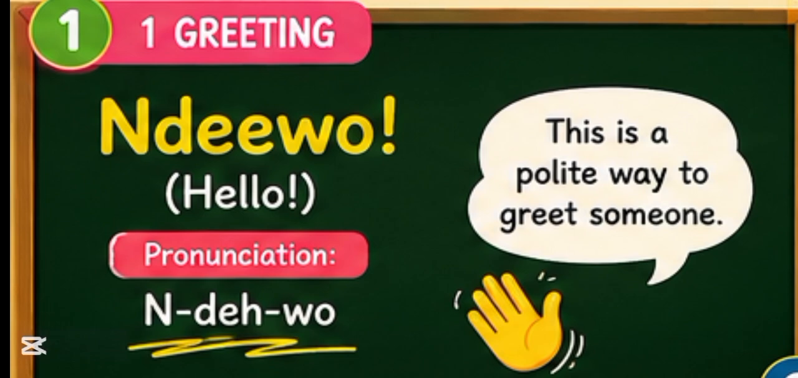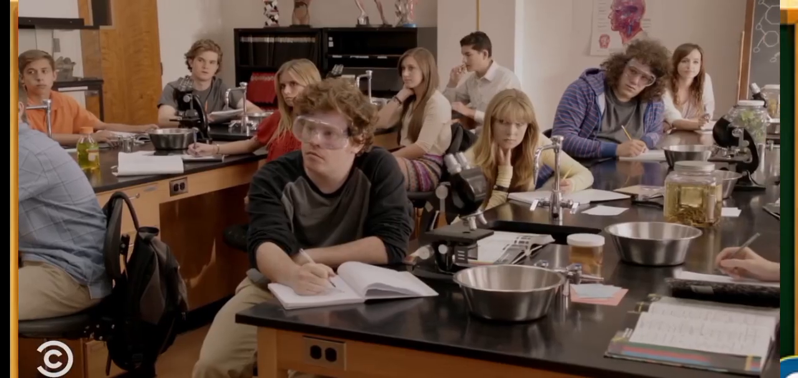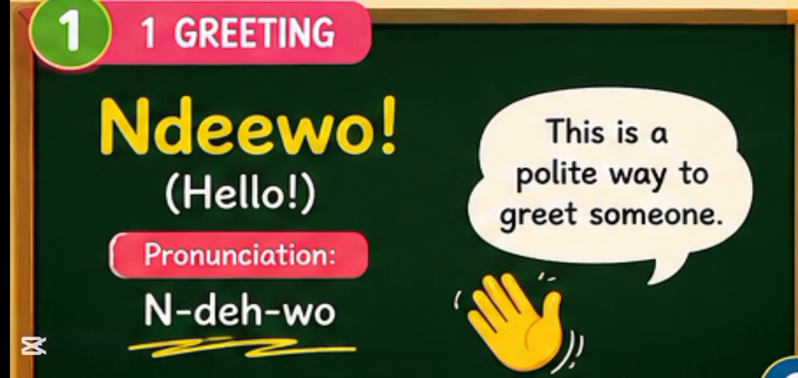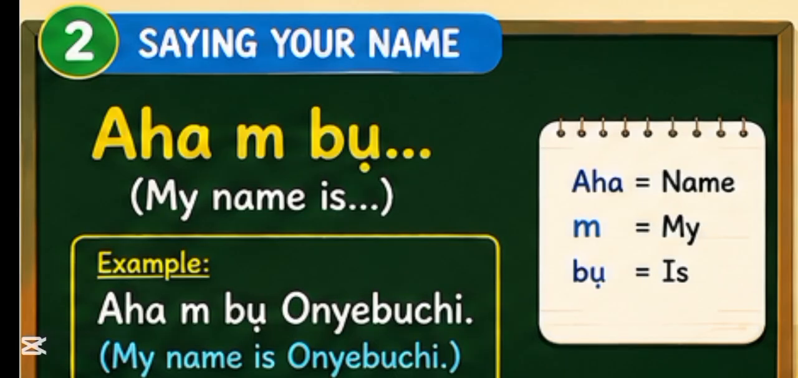Kanyibido, let's begin. Ndewo, hello, pronounced as Ndewo. This is a polite way to greet somebody in Igbo. Ndewo. Saying your name or saying one's name. Aha m bụ. My name is... That is, for example, Aha m bụ Onyebuchi. My name is Onyebuchi. Aha is name. M is mine. Bụ is is. So master this and know it.